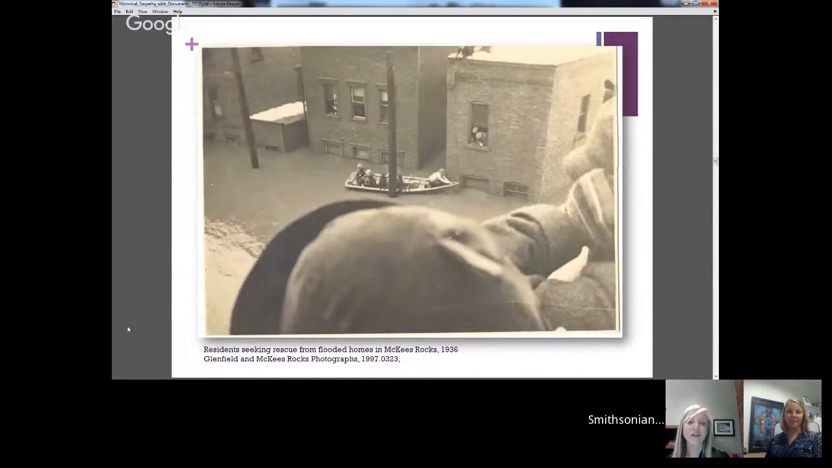And then the next photo is just to give you a sense of the challenges that individual people and also, of course, the local police force were facing in the aftermath of the flood. So this is a photograph that was taken of flooded homes in McKees Rocks, and that's an area that's near where the police station was located.